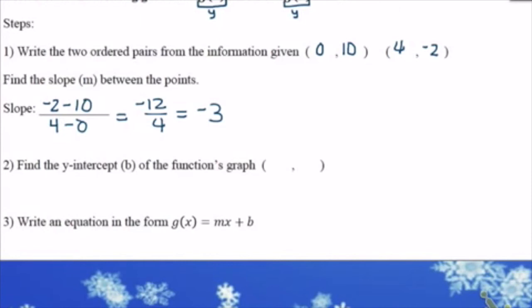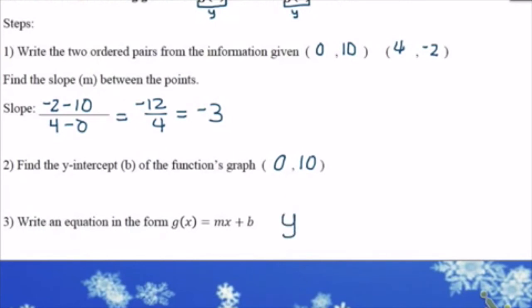Now we just need to find the y-intercept, or the b value. Now we could plug in our slope and an ordered pair, but I'm hoping by this point you notice that one of the ordered pairs we have is the y-intercept, because the y-intercept is when x is 0. So our y-intercept point here is (0, 10). That means our b value is 10.